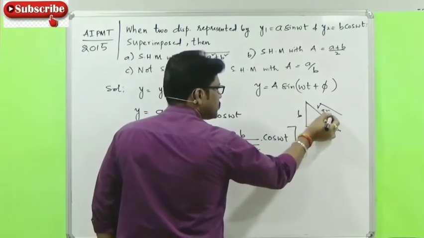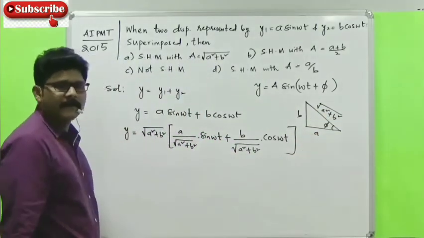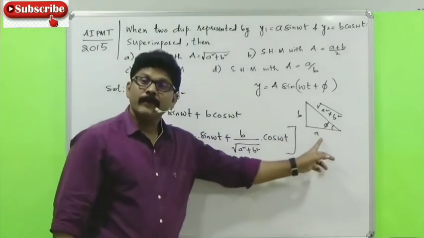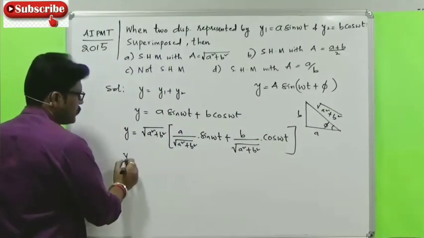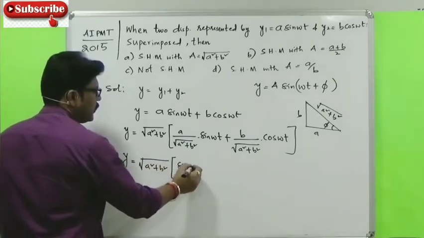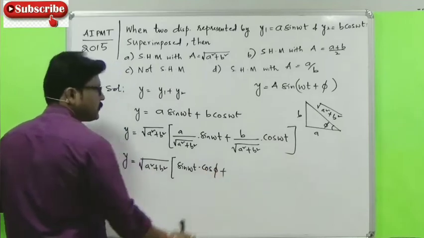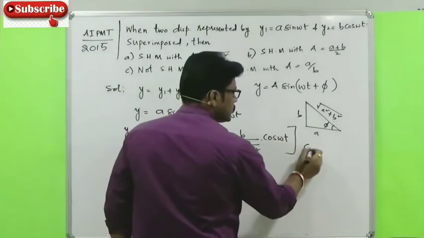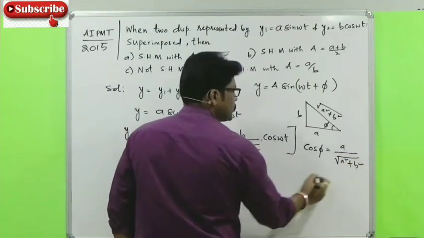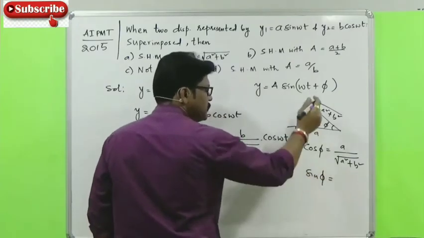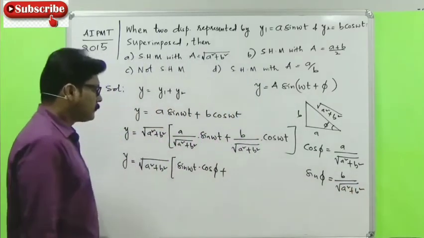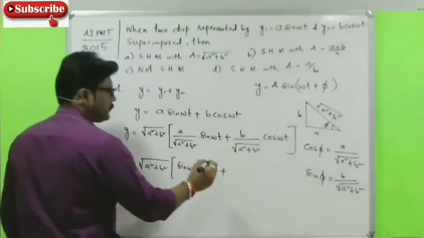This will be under root of A square plus B square. Anything we can take this. Now what do you get? A by under root of A square plus B square means cos phi. That is y is equals to under root of A square plus B square into, this I write, sin omega t into cos phi plus cos omega t into sin phi. Here cos phi can be written as adjacent side by hypotenuse, A by under root of A square plus B square. Sin phi is equals to opposite side by hypotenuse, B by under root of A square plus B square. Simply substituting here.